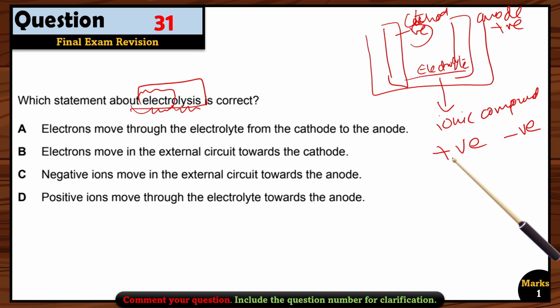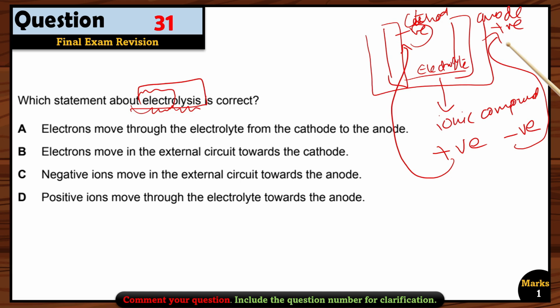The positive ions will move towards the electrode that has the opposite charge. So positive ions will move towards the cathode because the cathode is negatively charged, whereas negative ions will move towards the anode because it is positively charged. You have to remember these things for electrolytic cells, otherwise you will get confused in the exam. So this is how the ions move in an electrolyte.